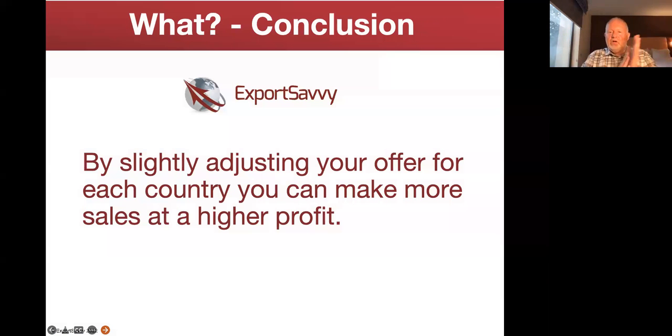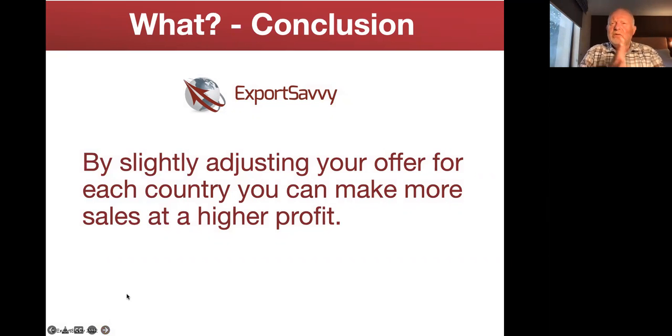So let's have a little conclusion here. By slightly adjusting your offer for each country, you can make more sales at a higher profit. So rather than just stick the same thing out to everyone and just do whatever, it's much better to think about it country by country and think about how you're going to make these things work and how much money you can make with them.